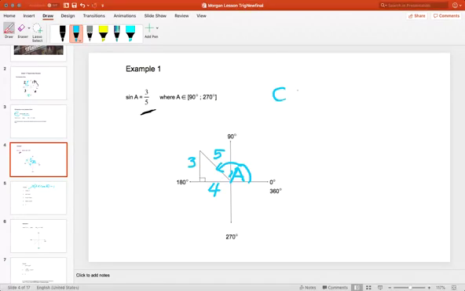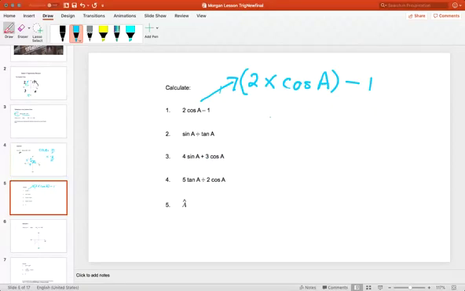So if we go back to our diagram, we need to find the value of cos A off this diagram. So cos A over here is x over r, which means that our cos is going to be negative 4 over 5. And the reason why it's negative is we have our triangle in the second quadrant, where cos is negative. Cos is always negative in the second quadrant. So our calculation here would be 2 times negative 4 over 5 minus 1, which you then just plug into your calculator and solve from there.